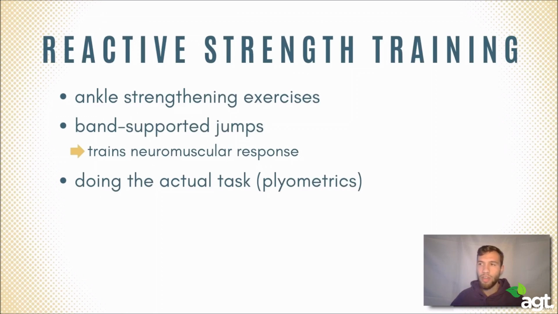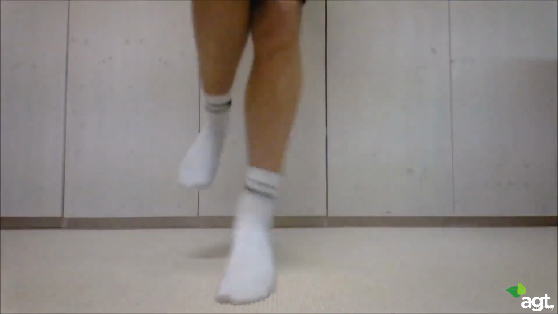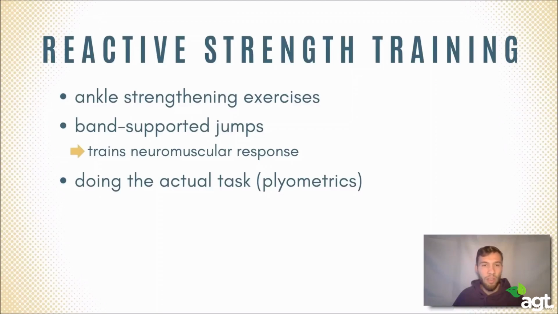So how can we train reactive strength? Well, of course, it depends on what your limiting factor is. If your limiting factors are your ankles, you could do ankle strengthening exercises like submaximal multilateral hops, just to train all the surrounding ankle structures. Also, calf raises would be beneficial here, or just anything that trains the ankle laterally and the structures all around the ankle.